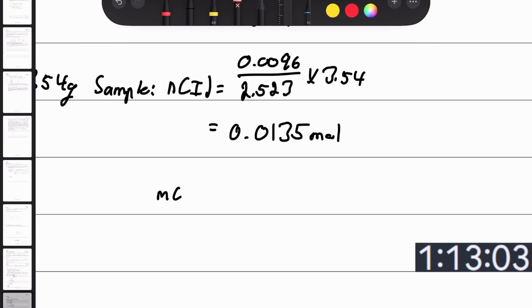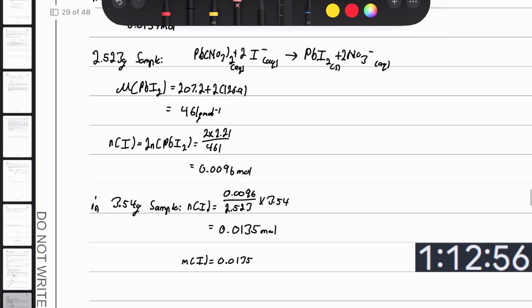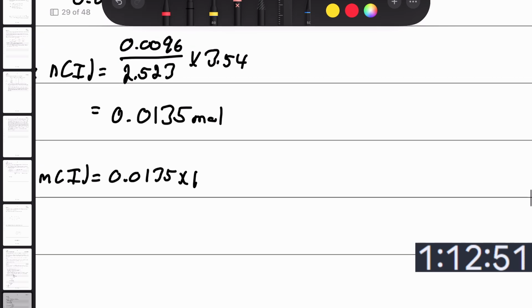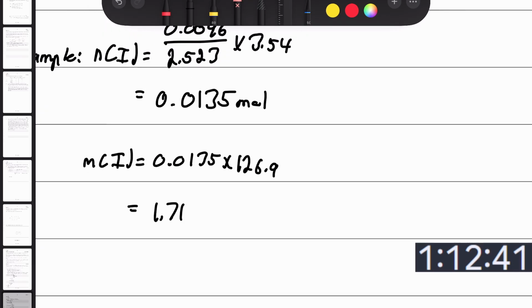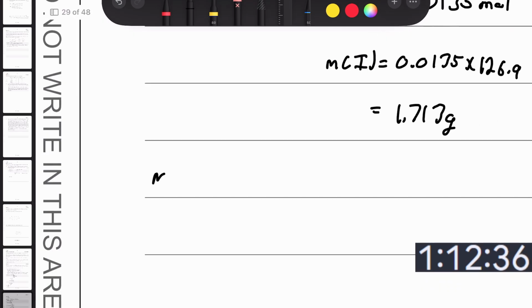And then I know that the mass of iodine is going to be equal to 0.0135 times 126.9, which is 1.713 grams. So then here my mass of oxygen is going to be equal to 3.54 minus 1.713.